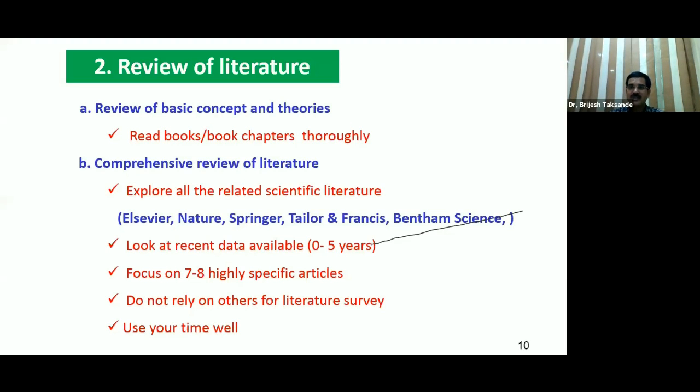These are some cautionary statements for you. Do not rely on others for literature survey. As I told you in my lecture in the beginning, your research work, if you're missing for day 1 or 2, can be carried out by your colleague. But don't rely on others for your literature survey. This is your own research. This is owned by you. So take responsibility, shoulder it.